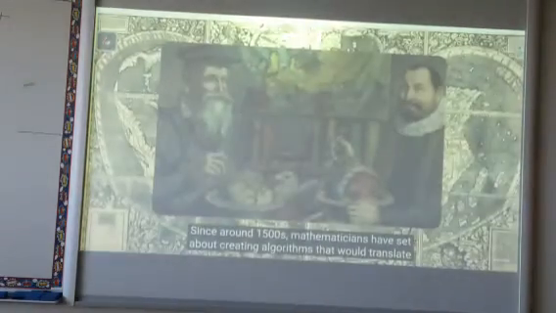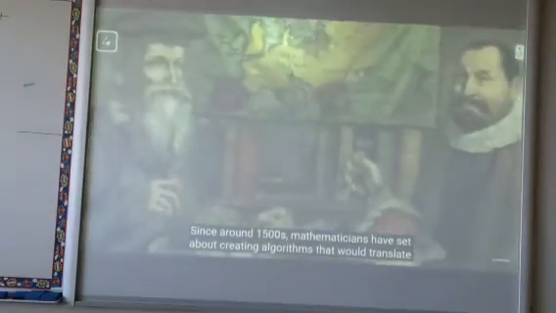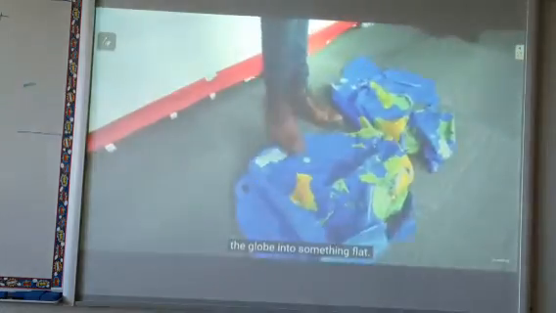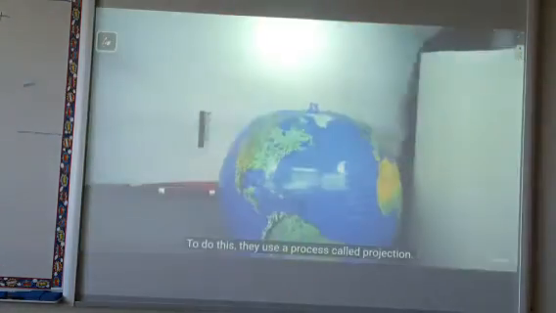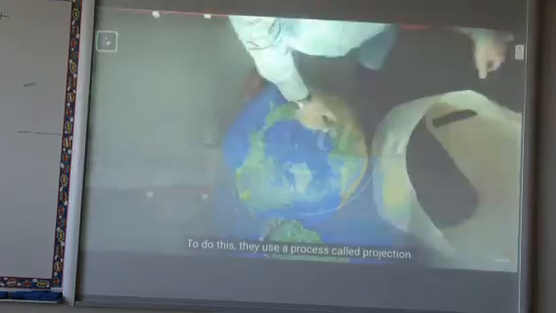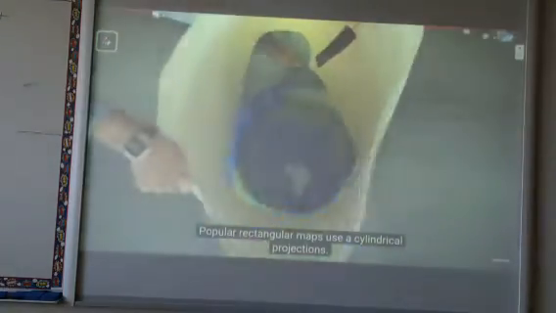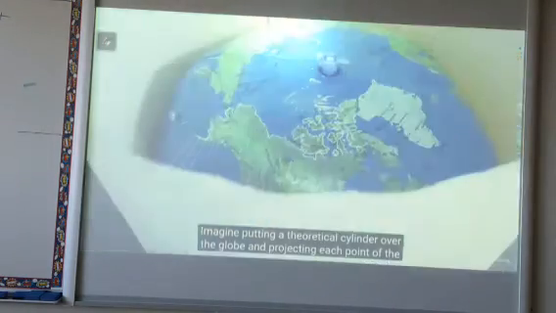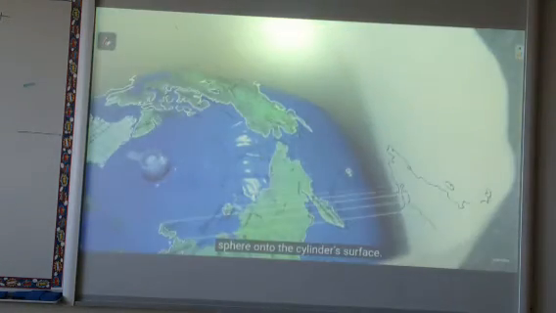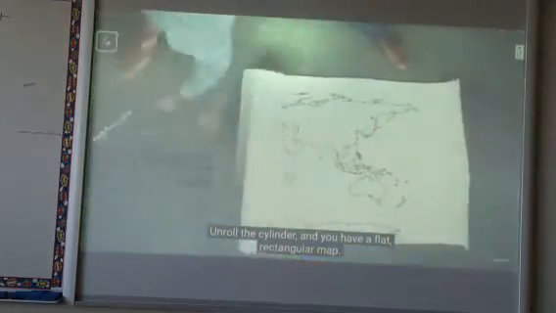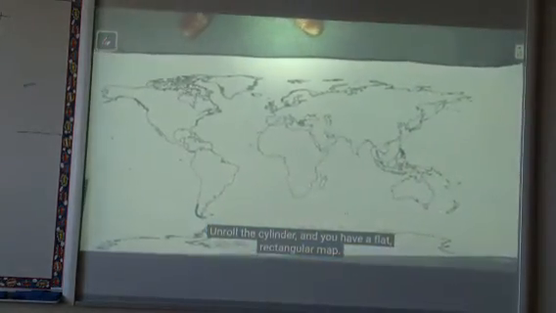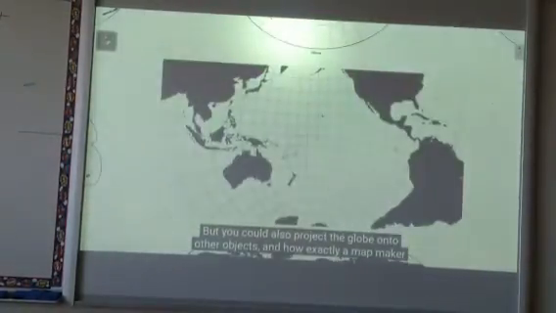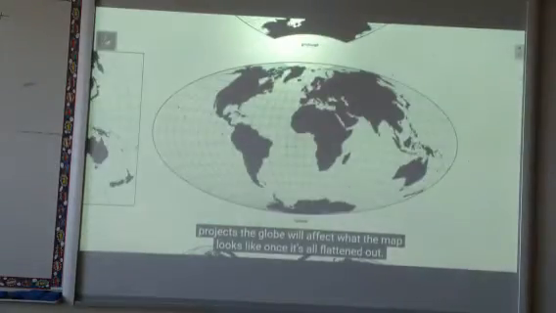Since around the 1500s, mathematicians have set about creating algorithms that would translate the globe into something flat. And to do this, they use a process called projection. Popular rectangular maps use a cylindrical projection. Imagine putting a theoretical cylinder over the globe and projecting each of the points of the sphere onto the cylinder surface. Unroll the cylinder and you have a flat rectangular map. But you could also project the globe onto other objects, and the math used by map makers to project the globe will affect the way the map looks once it's all flattened out.